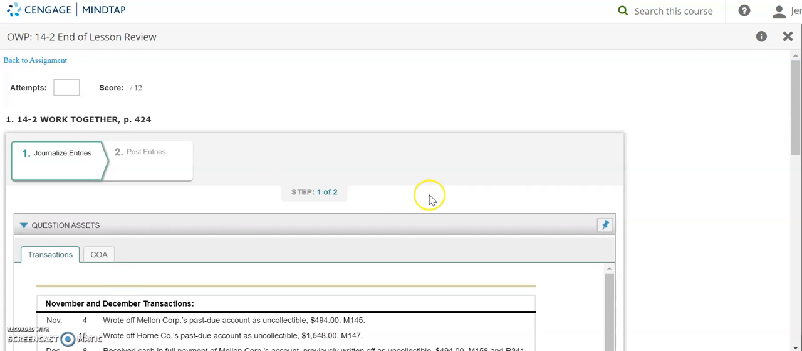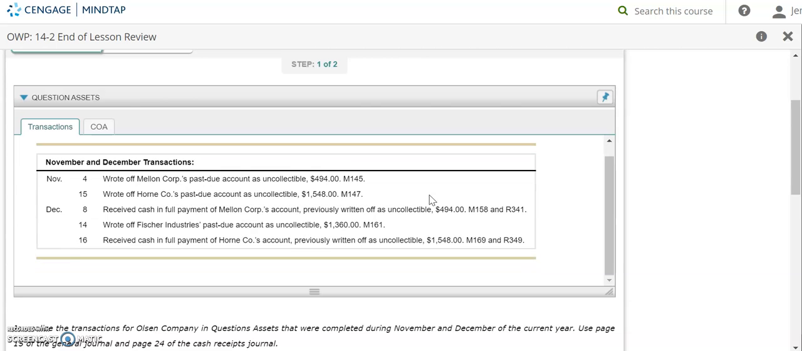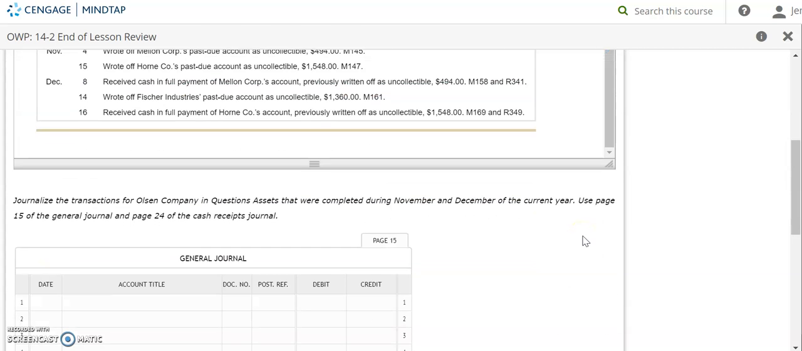All right, so our first step is journalizing some transactions. It looks like we have 5 transactions. It says that we're going to journalize the transactions for Olson Company in question assets that were completed during November and December of the current year. We're going to use page 15 of the general journal and page 24 of the cash receipts journal.